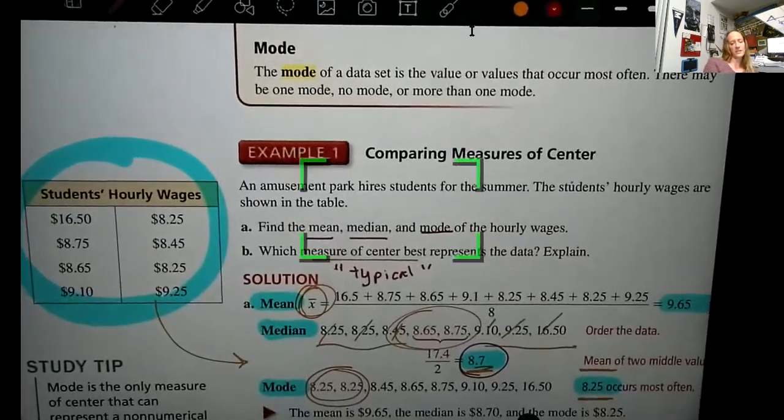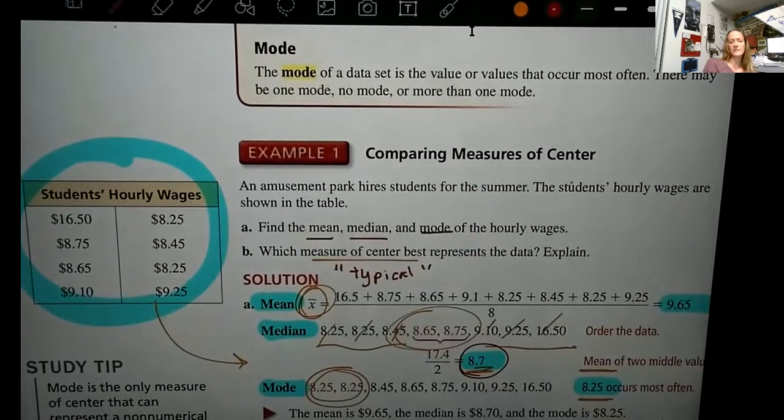Look at the data. What do you guys think? Is that a good center, a good typical value?